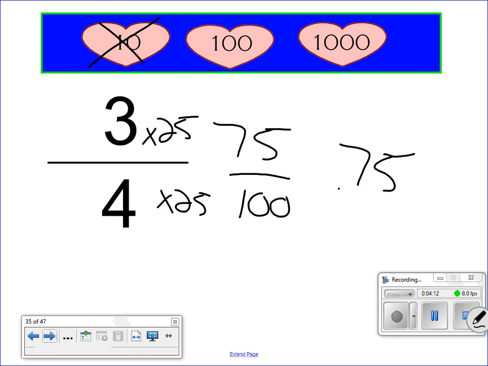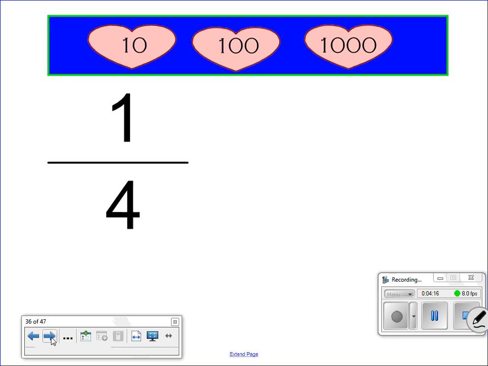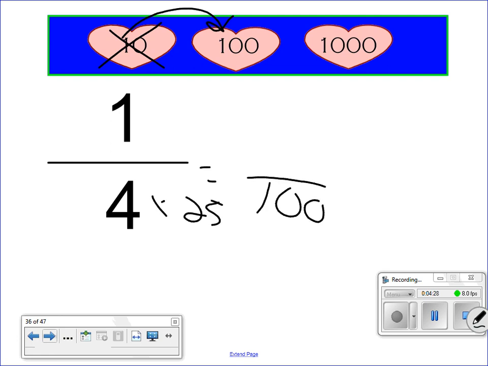They got boring, they got repetitive. Well, guess what? You know how to do them. I'm almost done with my 47 slide test here, or I guess flipped lesson. 4 can't go into 10, so that gets rid of this. Next up, I have the 100. Boom, we know it can go into 100. Times 25. 0.25.